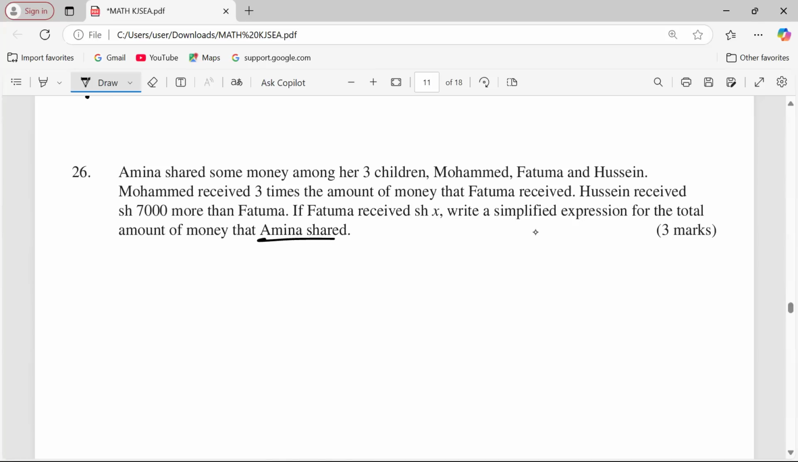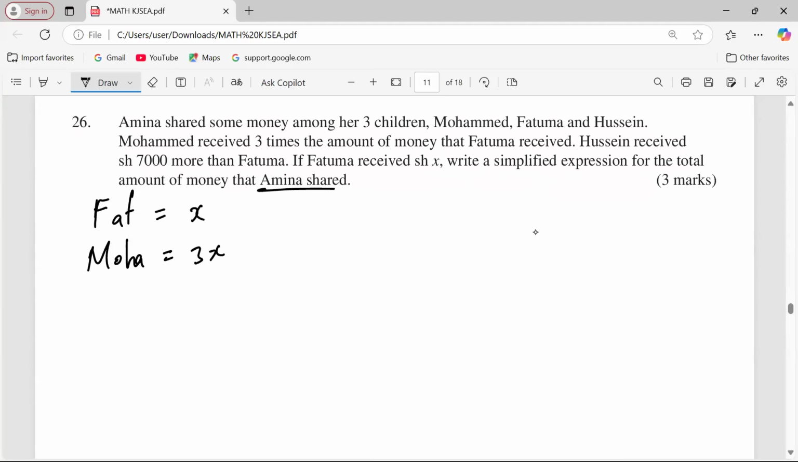Okay, we start with Fatuma. Fatuma received X. Then we go to Mohammed. Mohammed received 3 times the amount of money that Fatuma received. Then we have Hussein now. Hussein, on the other side, received 7,000 shillings more than Fatuma. What Fatuma received, 7,000 more.